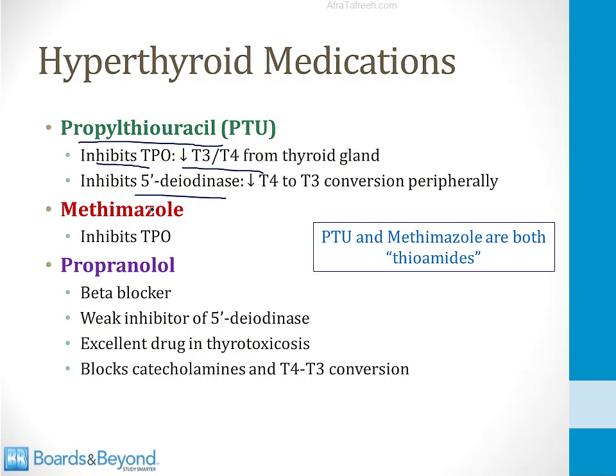There is another medication used for hyperthyroidism called methimazole, which inhibits only TPO, and both PTU and methimazole are in a class of drugs called thioamides, which inhibit thyroid gland production of thyroid hormone. And then finally, the beta blocker propranolol is a weak inhibitor of 5' deiodinase. This makes it an excellent drug for patients who are thyrotoxic and have hyperthyroidism. It will block the catecholamines that occur in hyperthyroidism, and it will also blunt the peripheral conversion of T4 to T3.